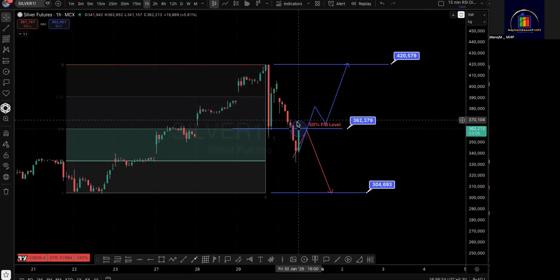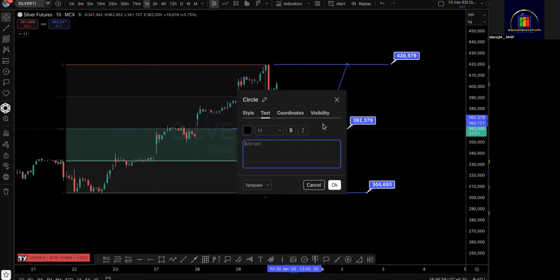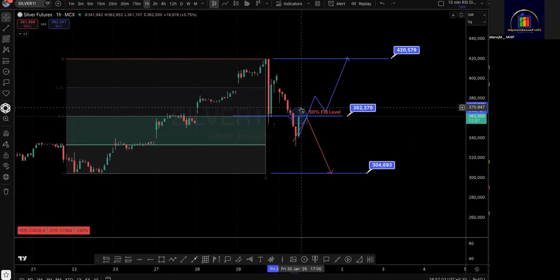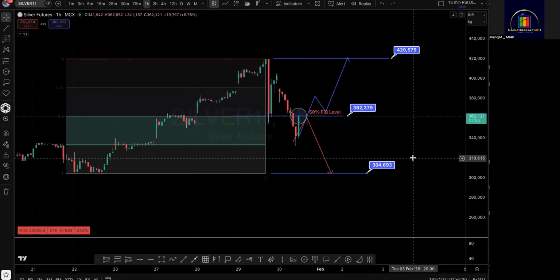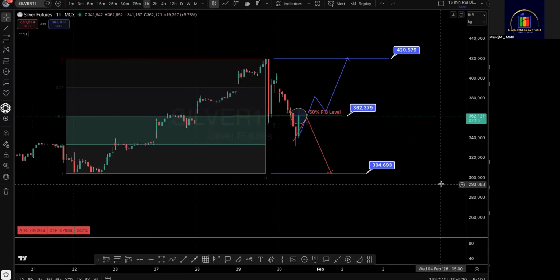Difficult to gauge, guys? Not difficult at all. Don't require any technical skills. Very simply done. No technical knowledge required. Very simple. 50% rule. Just try it on your few charts and you will realize how beautifully this works. We'll come back and discuss this again once we see how this move happens.